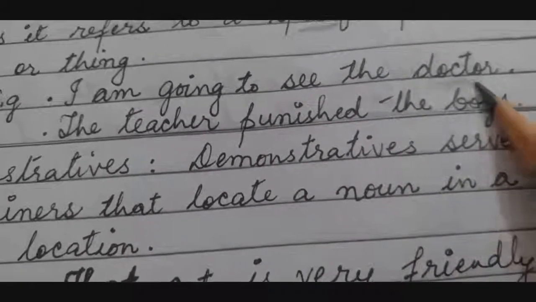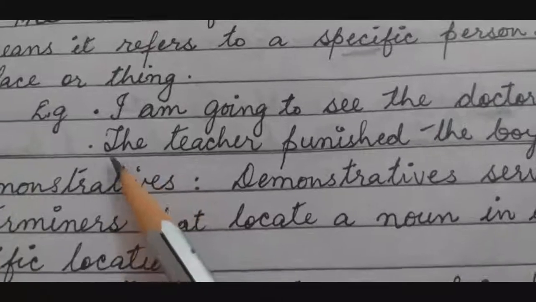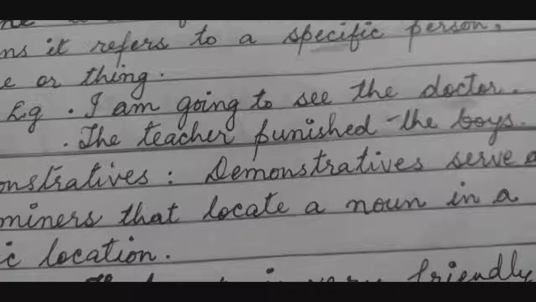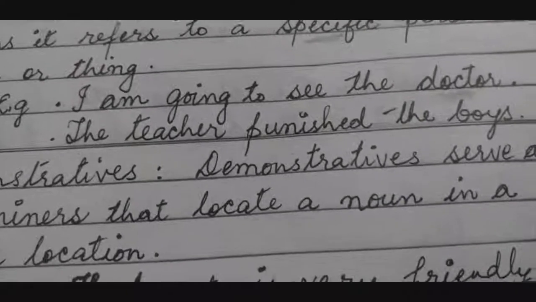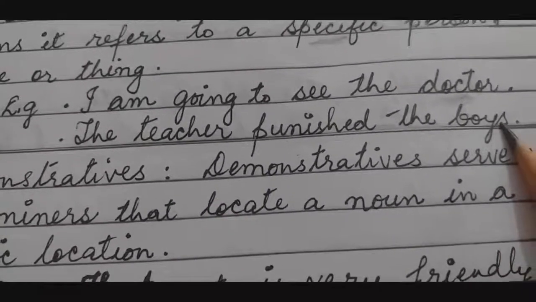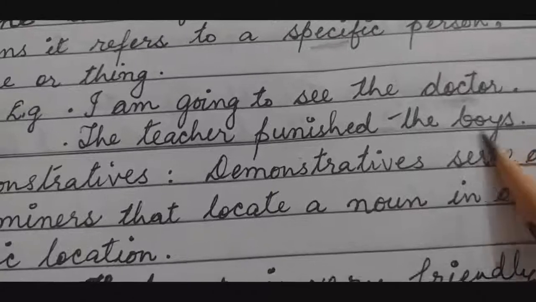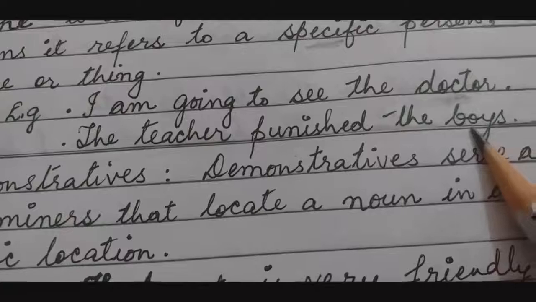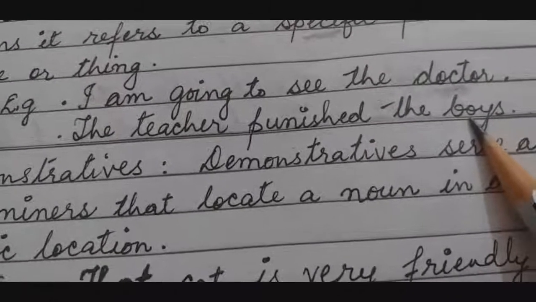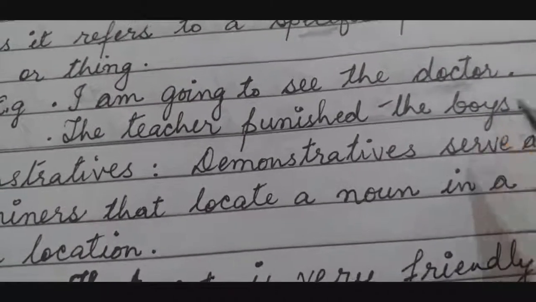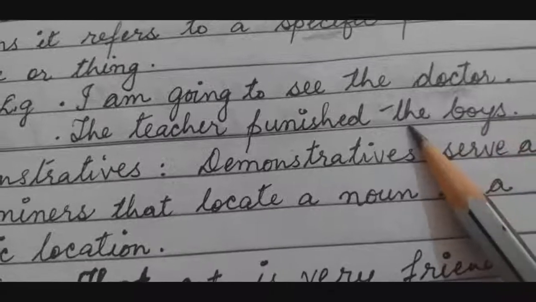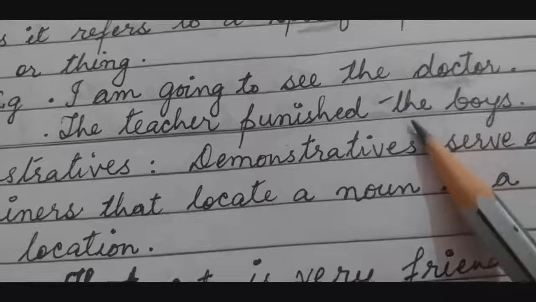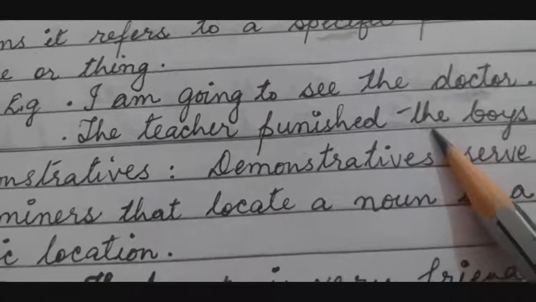Similarly, number 2: the teacher punished the boys. Here in a class there are many students, both boys and girls. But particularly the teacher punished the boys, and those boys will be having names. Definitely they must be having names. So those particular boys were being punished by the teacher. So here we are using the article the.